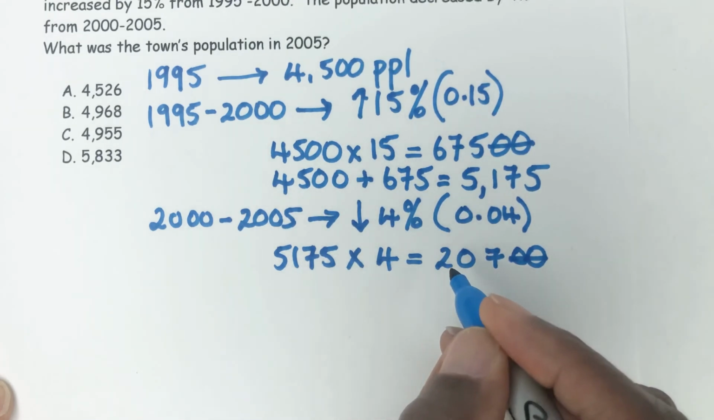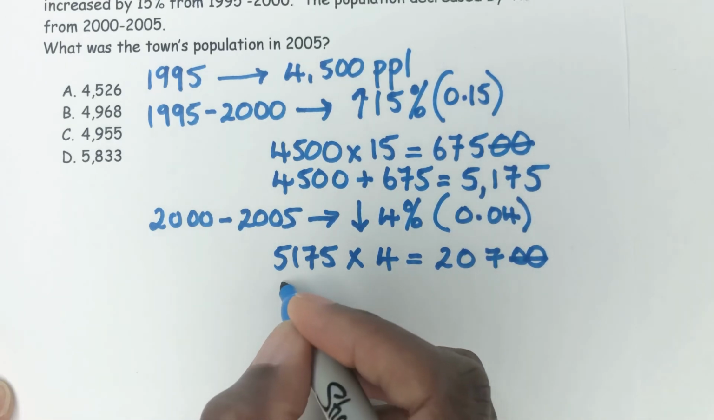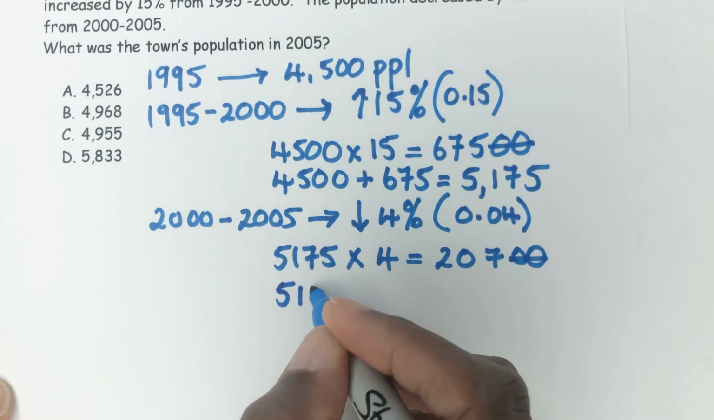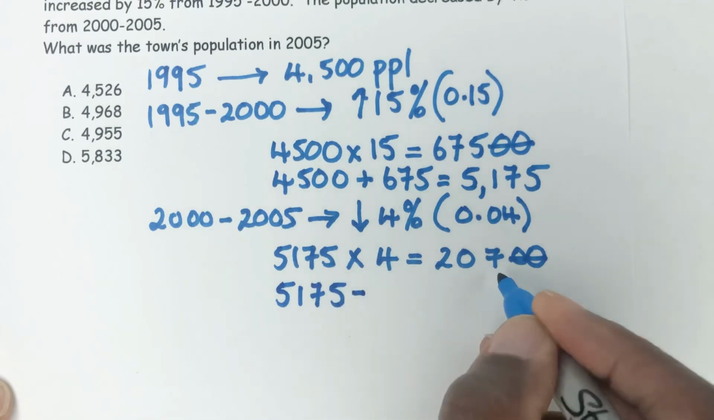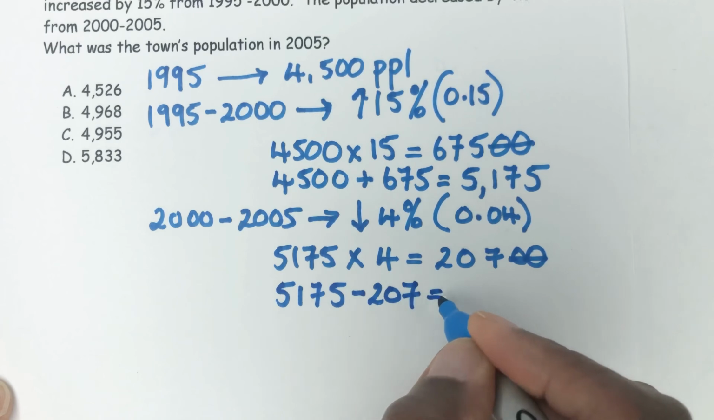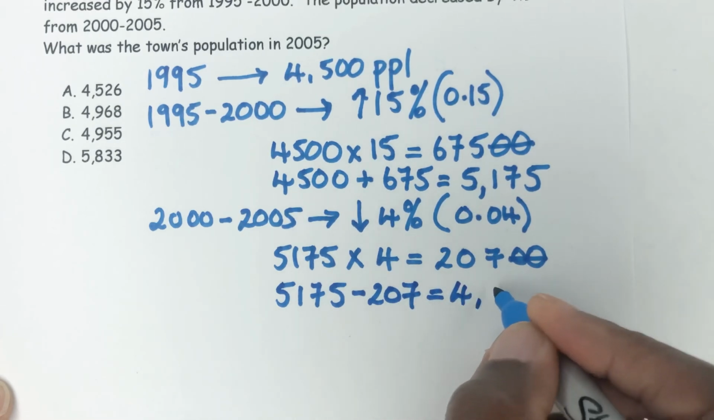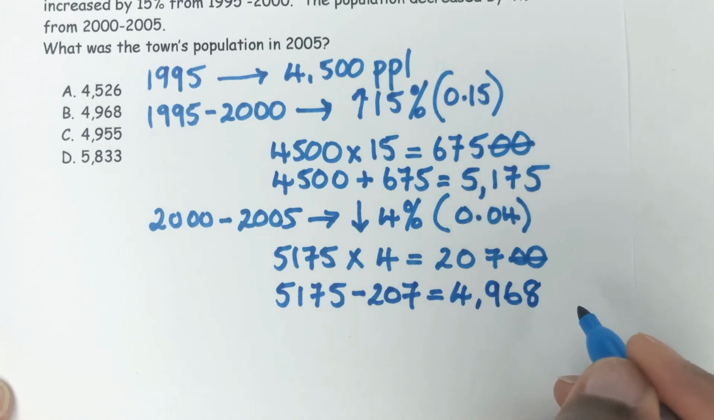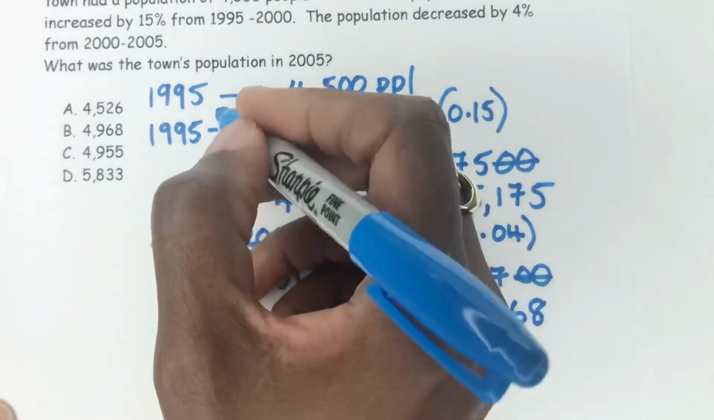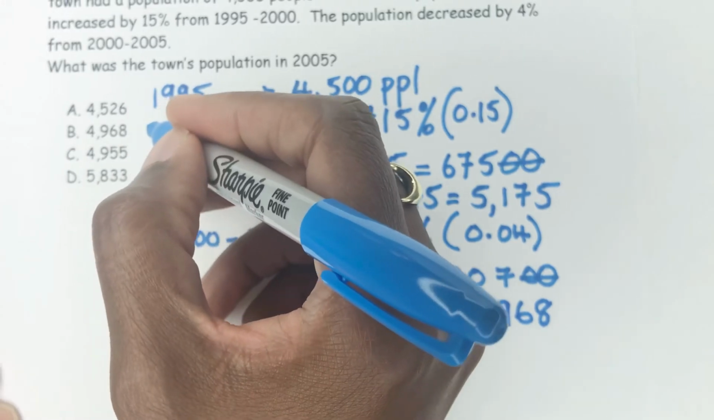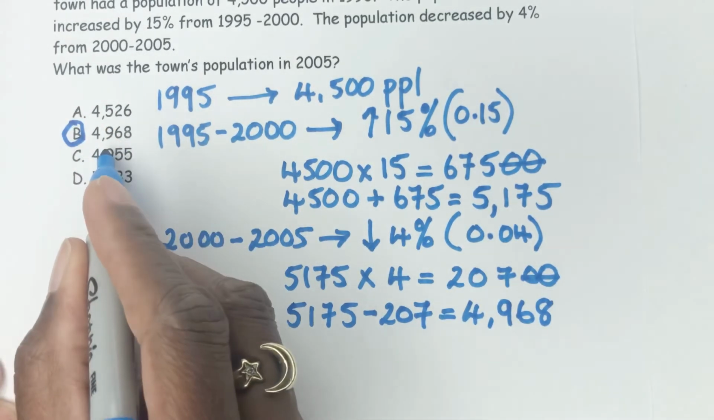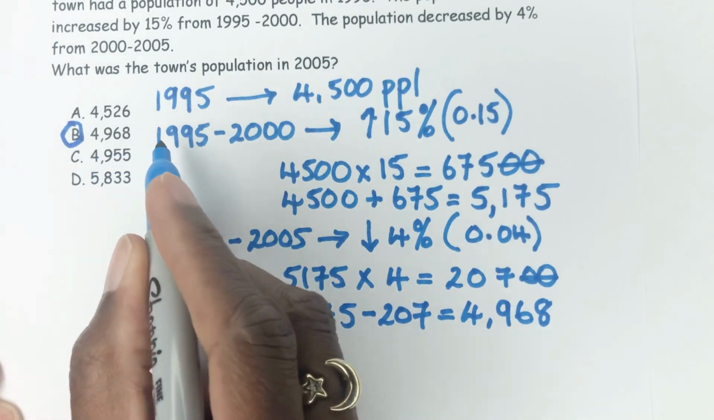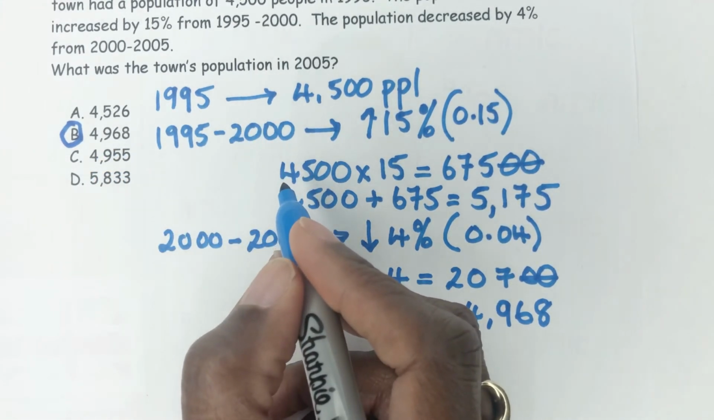So 207 is 4% of 5,175. Now you have to subtract, right? Because it did specify a decrease. So you're doing 5,175 minus this 207. And that would come to 4,968. And let's see, what does that match? Let's go over here, and what do we see? It matches the answer of B, 4,968. So you can see that questions like that with a formulation to do with percentages still come under the umbrella of ratios and proportional relationships.